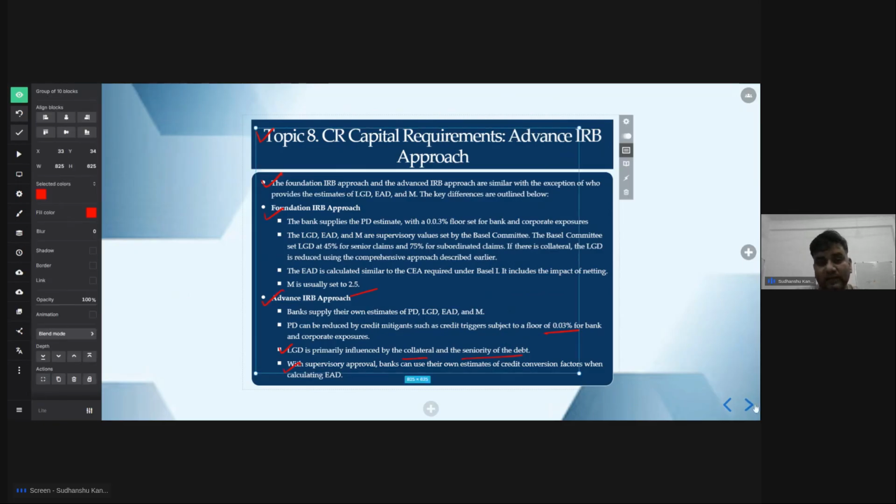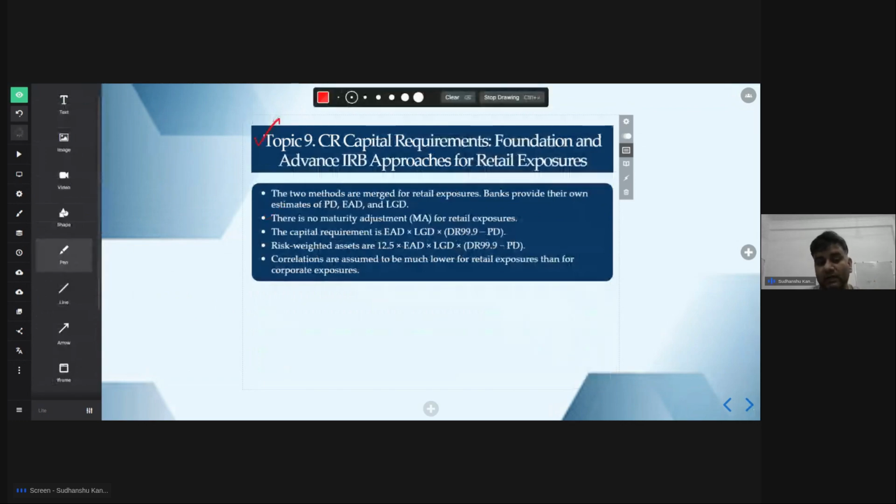Then the next one is topic number 9, which is IRB approaches for retail exposure. The whole idea is merging foundation and advanced IRB for retail exposure. Basel II does not distinguish between FIRB and AIRB. Banks provide their own estimates of probability of default, loss given default, and exposure at default. This reflects high data availability, a large number of small homogeneous exposures, and no maturity adjustment. Maturity adjustment does not apply to retail exposure. Reason: retail portfolios are granular, and credit risk is less sensitive to maturity in aggregate.